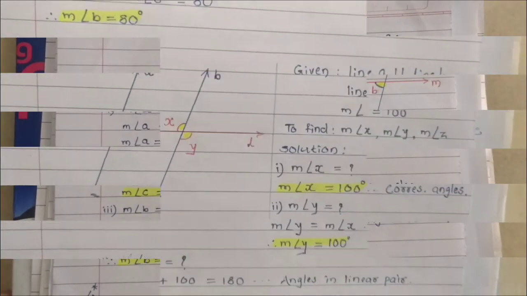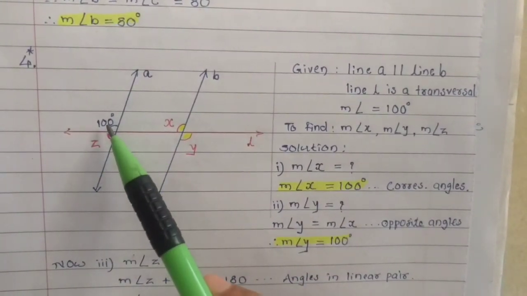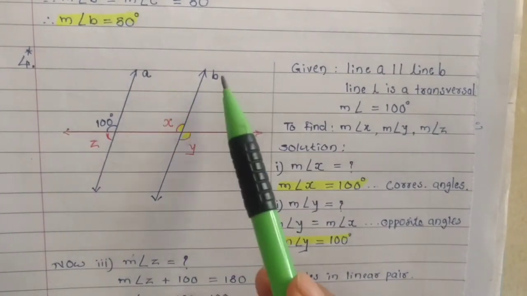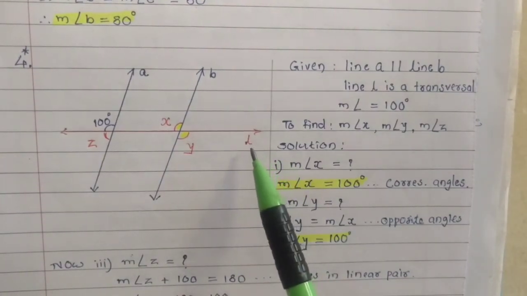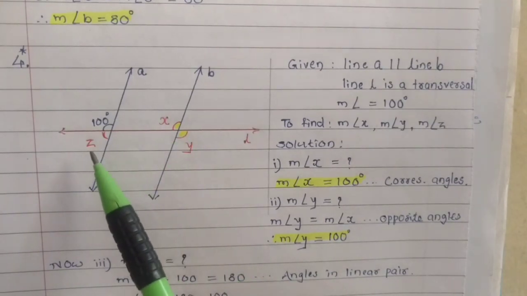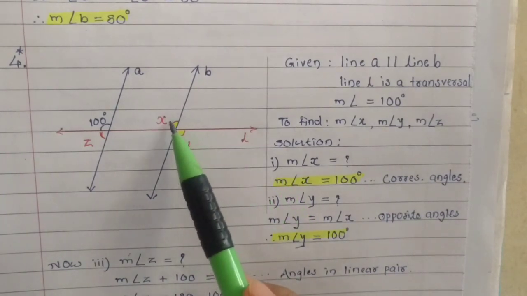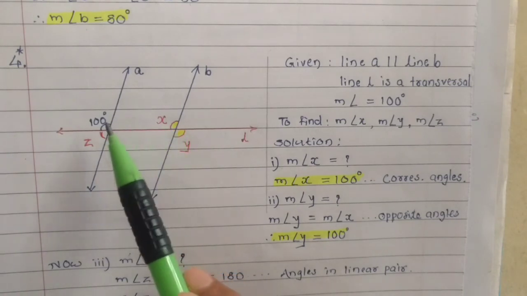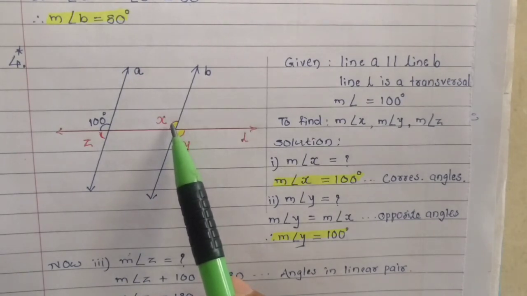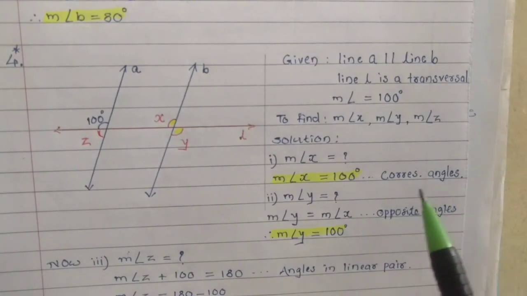Okay friends, got it? Now for 4. In the figure, here the given angle is 100 degrees, and line A and line B are both parallel and this line is a transversal. We have to find the 3 angles X, Y, Z. Then the solution. First, X and 100 are both corresponding angles. Upper angle, one side angle. Okay, 100 means X is 100 degrees. Corresponding angles are congruent.